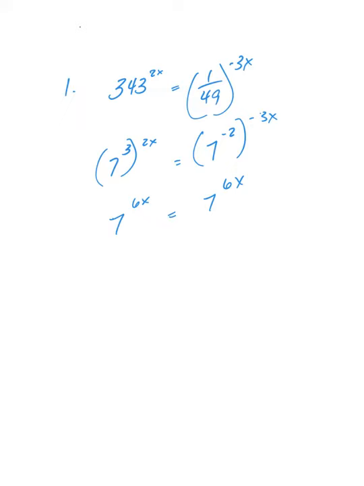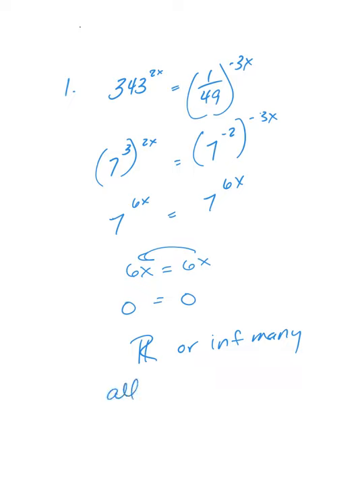So when we did 343, we got 7 cubed to the 2x, and 1 over 49 is 7 to the negative 2 to the negative 3x, which leaves us 7 to the 6x equals 7 to the 6x, which means that 6x equals 6x, right? And when we subtract 6x from both sides, we get 0 equals 0. So what's the answer going to be if you got a true statement? All real numbers, or infinitely many. All right? Or write it out. All real numbers. Any of those.